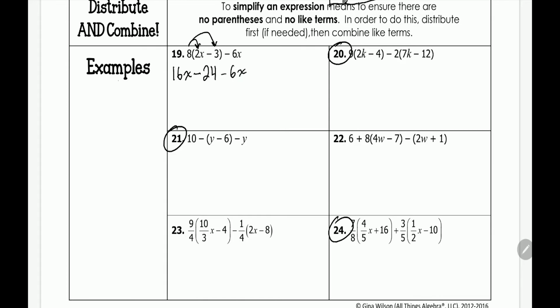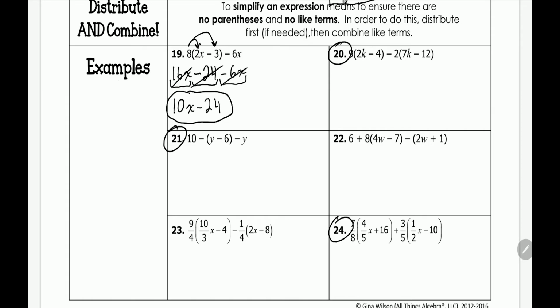Now we have to combine like terms. So everything with an x is going to get added together. So we have 16 minus 6. That's the same thing as 10x. We're done with this one and this one. And minus 24, since this is the only constant, we just pull it down. And this is our final answer.